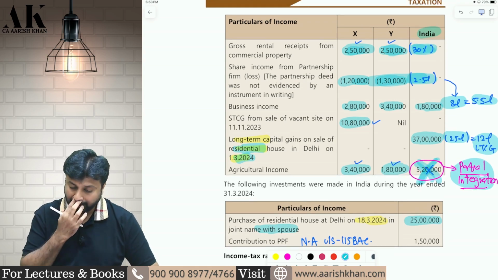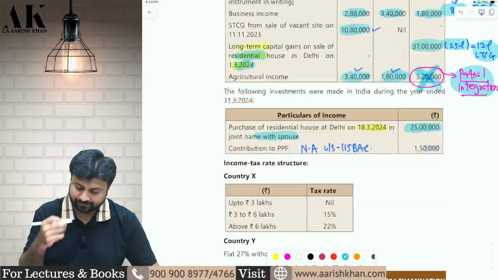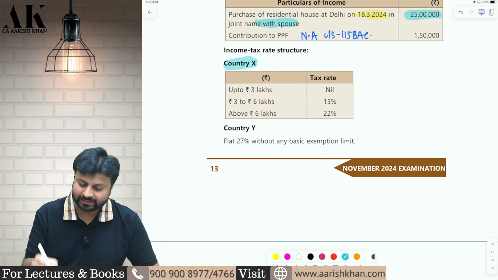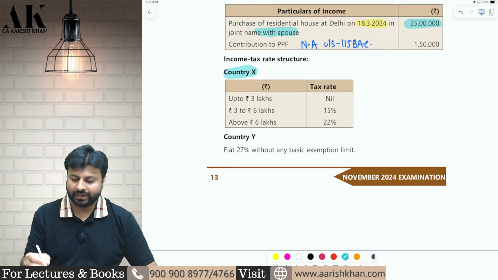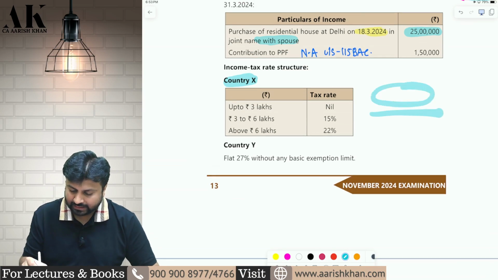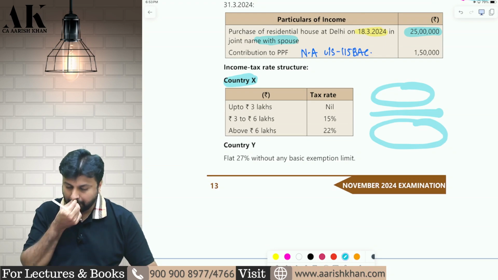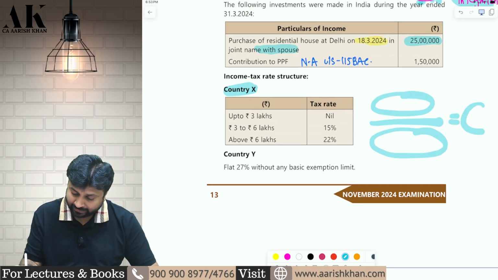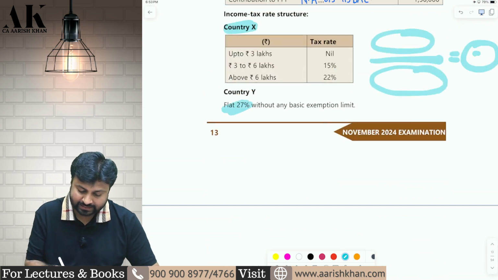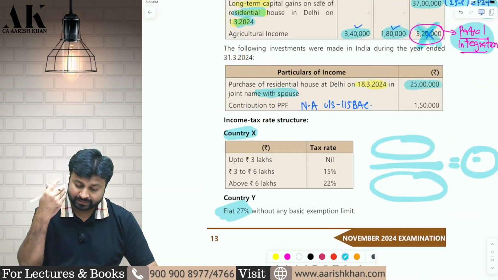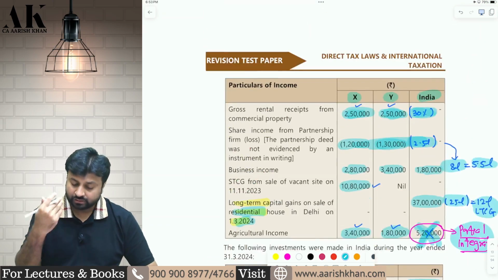Now what you have to do is compute the average tax rate in country X and Y. Now there is a problem. The country X average tax rate is not given, so we have to compute that. How? Country X total tax divided by country X total income. Country Y average tax rate they are directly giving us as 27%, but country X average tax rate they are not giving us. So what to do in that case?